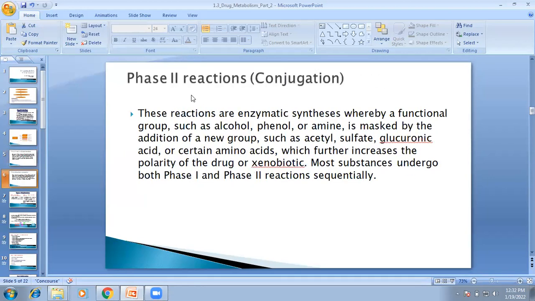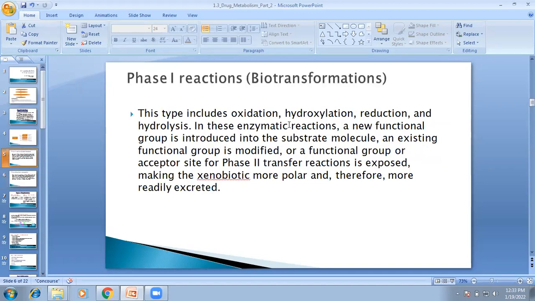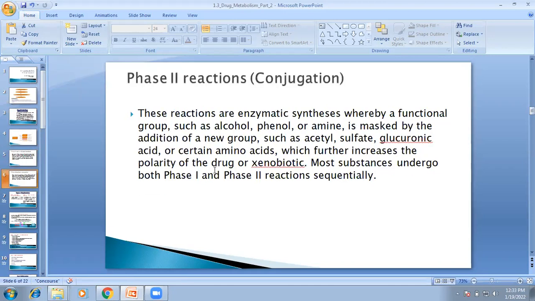Now what happens in case of phase 2? Phase 2 is nothing but enzymatic synthesis reactions whereby a specific functional group such as alcohol, phenol, amine is masked by the addition of a new functional group. See, what is done in phase 1? The functional group is either changed, new functional groups are introduced, or existing functional groups are modified, so that they become easily acceptable for phase 2. And what happens in phase 2? Phase 2 involves enzymatic synthesis reactions whereby a specific functional group like alcohol, phenol, amine is masked by the addition of new groups.